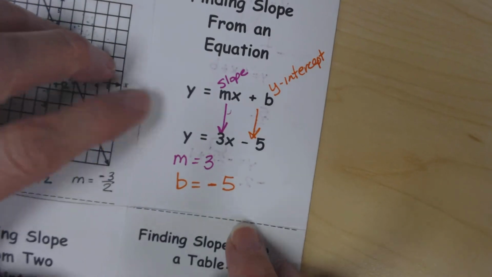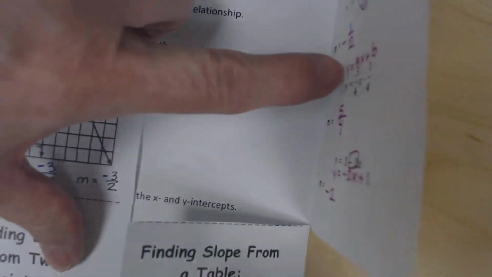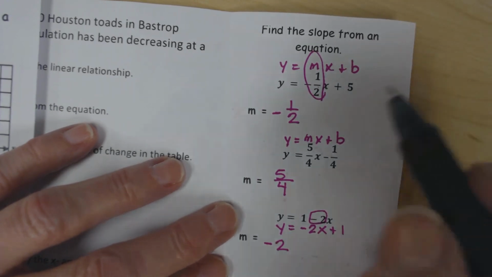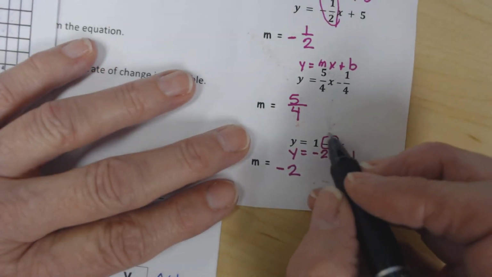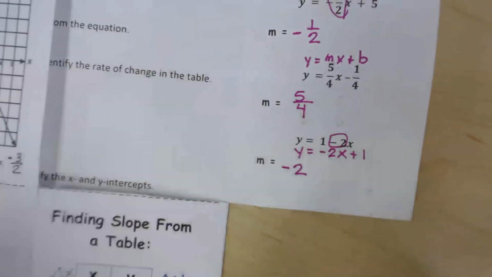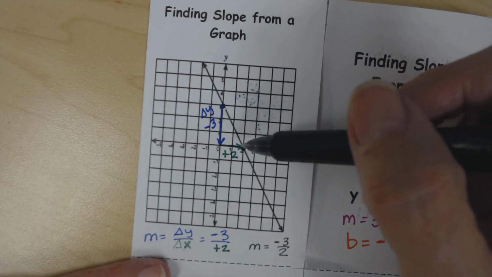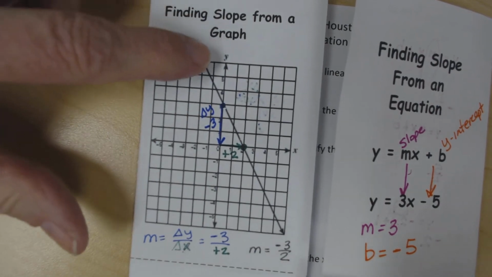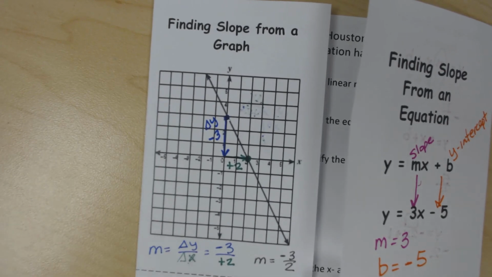To find it from an equation, you just have to find the number in front of the x, and that is your slope. So in here we had -1/2 was in front of the x, so my slope was -1/2. 5 over 4 was the coefficient of x, so it's 5 over 4. Here the coefficient of x was a -2, so my slope was -2. And then finally, remember that for finding slope from a graph, just choose any 2 points on the graph, count the change in y to the change in x, take that ratio and simplify it, and then you will find your slope. So this is part 1.